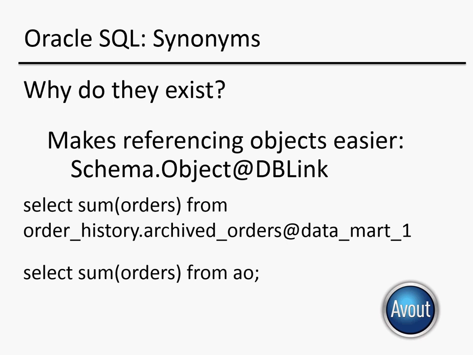Oracle's smart enough to look through all of the objects that I have permissions on to see if there's anything called AO. If there's nothing called AO, then it starts looking at my private synonyms to see if I've defined something called AO. If it finds something there, it resolves it and does the select statement. If it doesn't find anything in my private synonyms, then it looks at public synonyms and says, okay, is there a public synonym called AO? If there is, then it resolves that and runs the select statement.